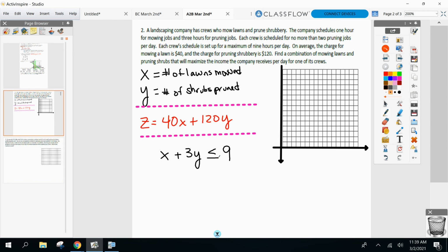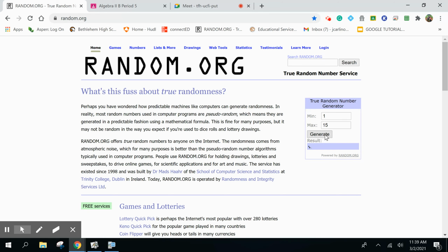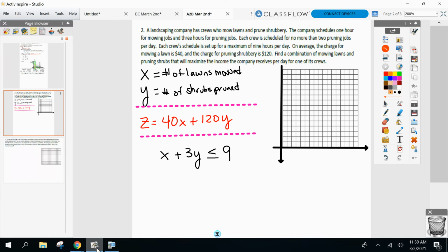How about an inequality for that one? No more than 2 pruning jobs a day. Don't start talking about mowing. 2 pruning jobs a day at most. No more than that. Let's go, Eliana. Back to you. No more than 2 pruning jobs a day.